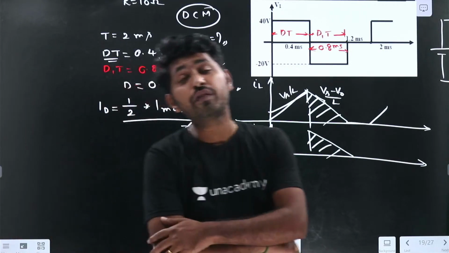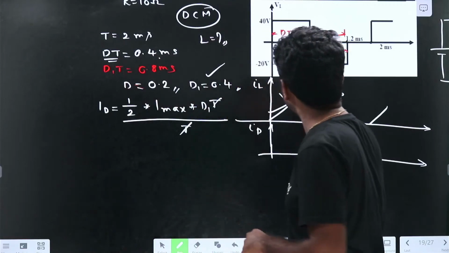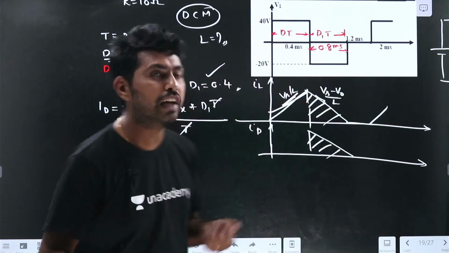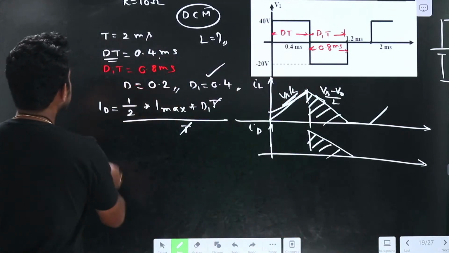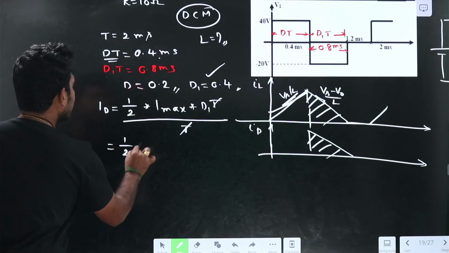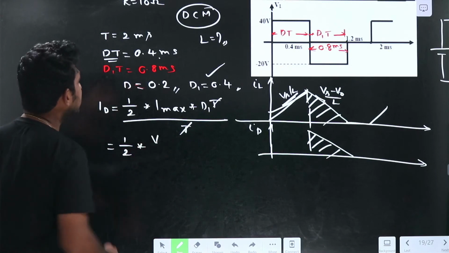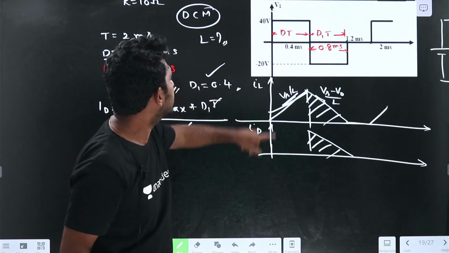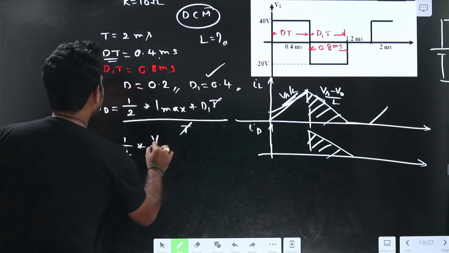Now how can we find Imax? This slope will be Vs by L. By substituting Vs by L into dT, I can find it. So let me substitute: 1 by 2 into Vs by L. Vs is given as 40 volts.